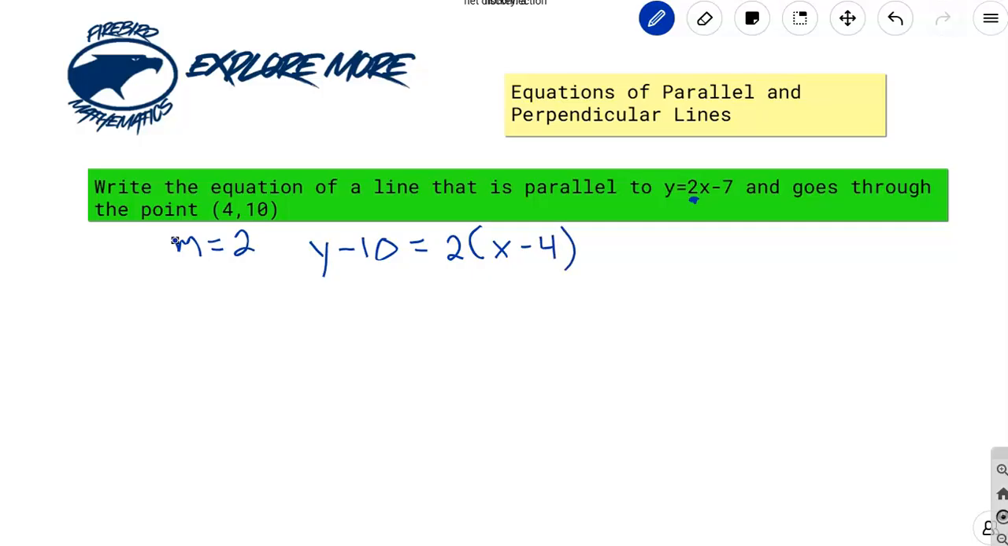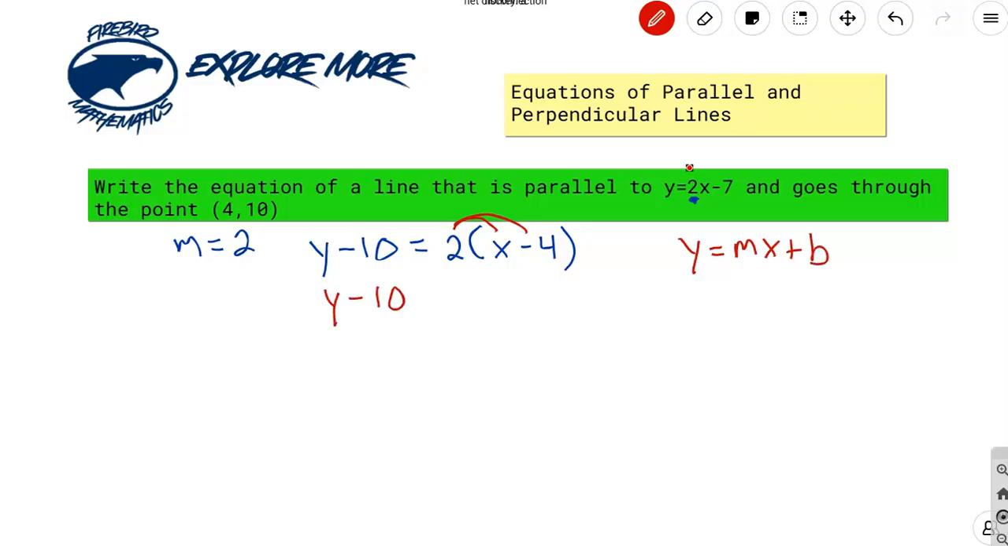We found a line that's parallel to 2x minus 7, and it goes through this point. But what if we want to rewrite this in slope-intercept form? Okay, so now we have it in point-slope form. So to put it in slope-intercept form, I'd have to distribute this 2. So remember, slope-intercept form means y equals mx plus b. So we need to do some rearranging to get in slope-intercept form.